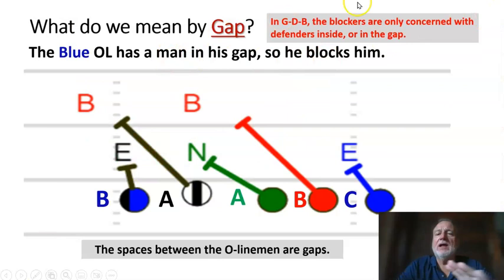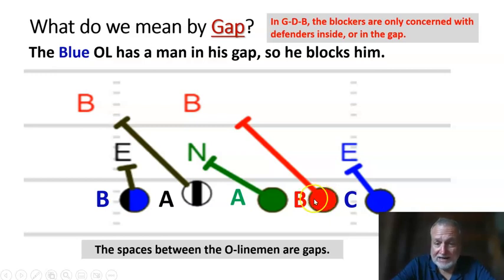Remember, in gap down backer, the blockers are only concerned with the defenders inside them or the ones in their gap. In this case, we got the blue guy right here. The blue OL has a man in his gap, so he blocks him. He's in the C gap. This guy's gap is right here. If his rule is gap down backer, then he's going to block the guy in his gap if there's one there. That's what we mean by gap.